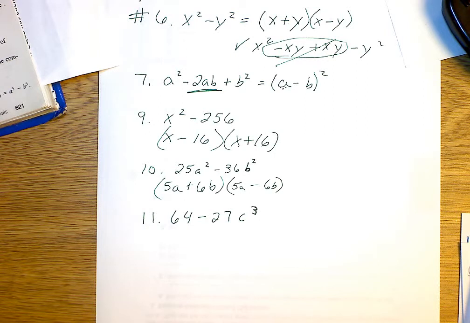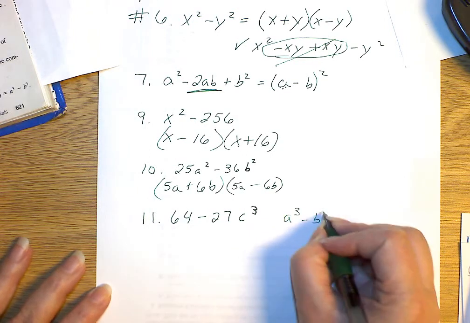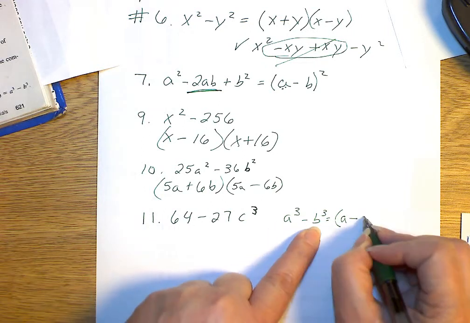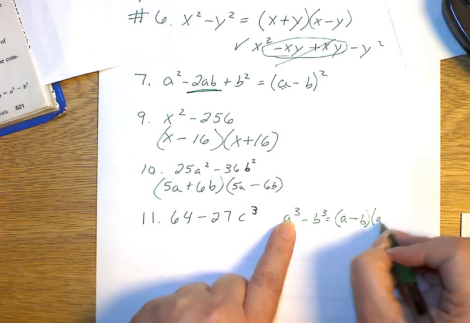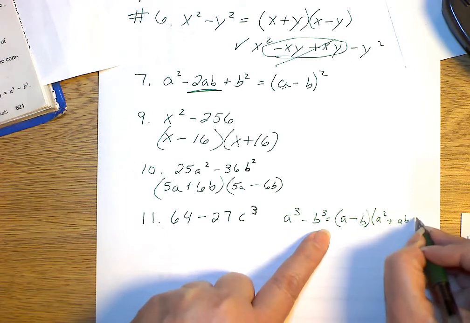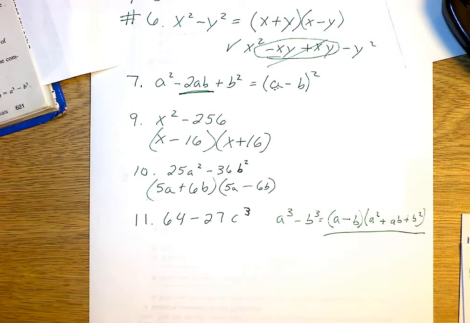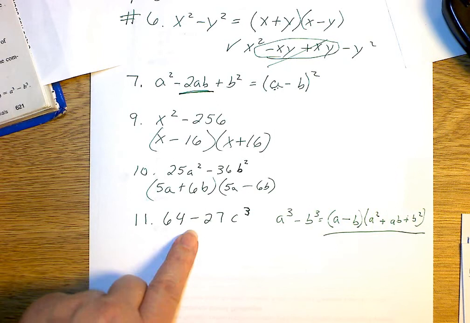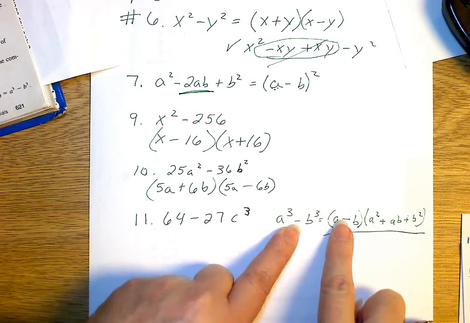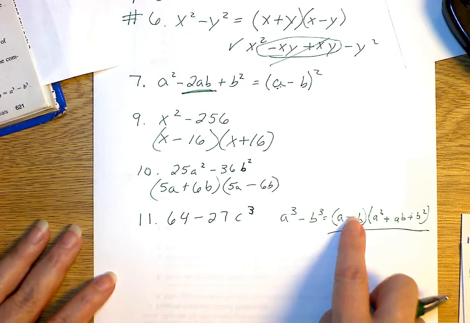So I look down and my perfect cube says a cubed minus b cubed is equal to a, and it's the cube root of this, minus b. You square the first, so it's a squared, plus ab, and then b squared. When you're doing your cubes, the one thing you have to remember is that the signs only matter at this point. A and B go away with not being positive or negative. This is the only part where it matters.